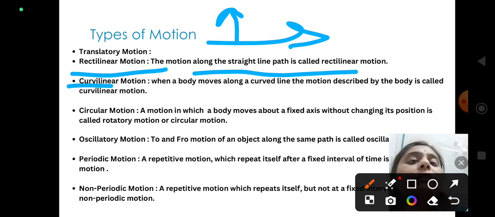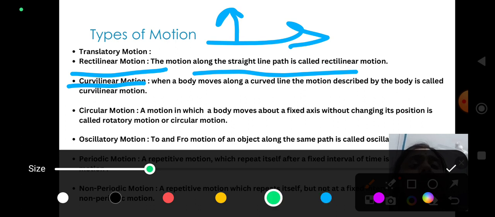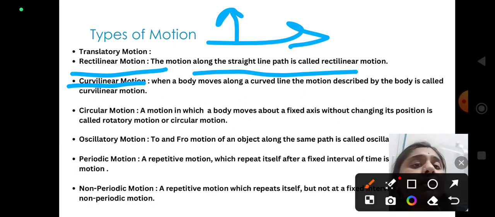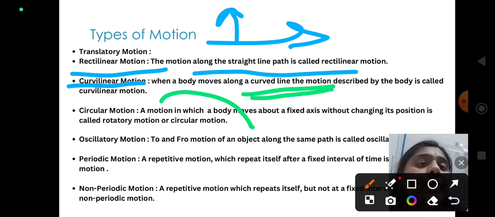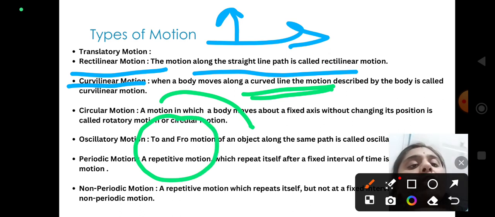Second one is curvilinear motion. Curvilinear motion means what? In which the direction is getting changed. So direction getting changed means a little bit of a curved line we are getting, and we are moving along the curved line path, that is called curvilinear motion. Circular motion means what? When an object is moving along a circular path, that is called circular motion.